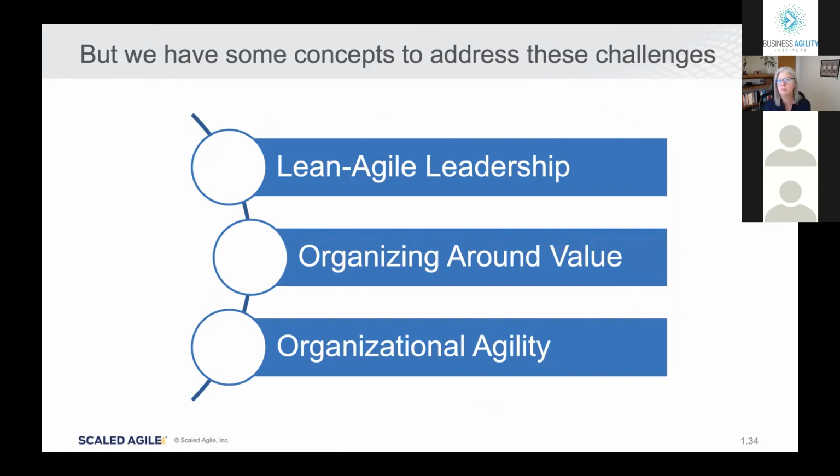Get your leaders on board, organize around value, develop organizational agility, and then, of course, there's just the underpinnings of a good transformation. You'll need a guiding coalition. Start small, get some wins, build on those wins, get your metrics in place so that people can see the value of that, and then build bigger and bigger until you've achieved this goal of business agility.